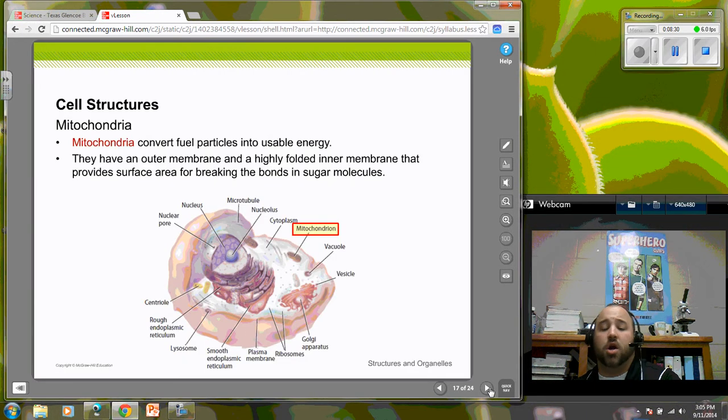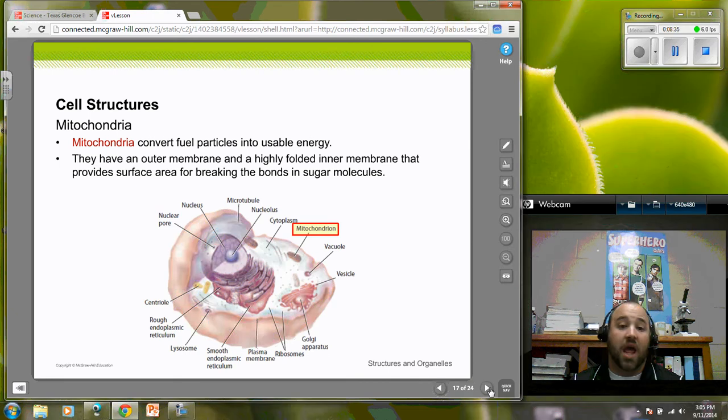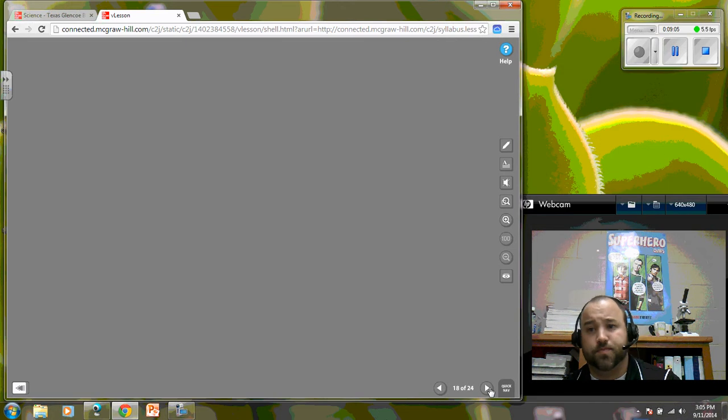And then we have the mitochondria. Mitochondria is huge. I was talking about it in the last video about endosymbiotic theory, on how two prokaryotes, one ate the other and the other one started helping it out, so it didn't kill it. And this is the mitochondria, or mitochondrion. It takes fuel particles, which is food, and turns it into usable energy, into ATP. They have an outer membrane and a highly folded inner membrane that provides surface area to help with breaking the bonds of sugar molecules. Sugar molecules are the food particle.